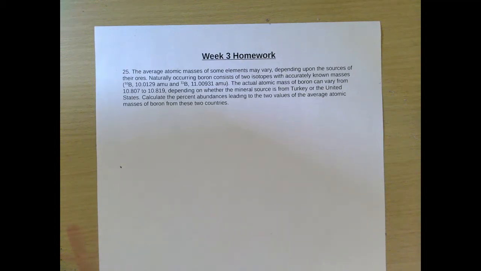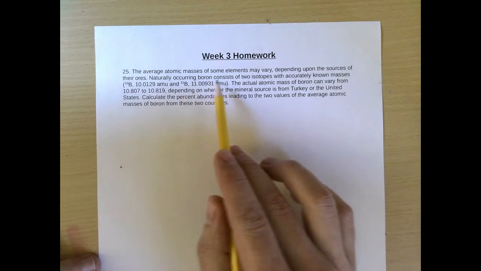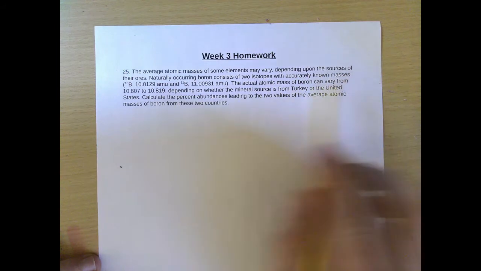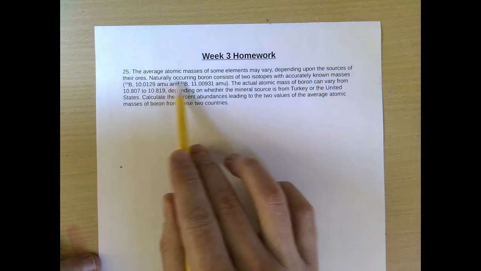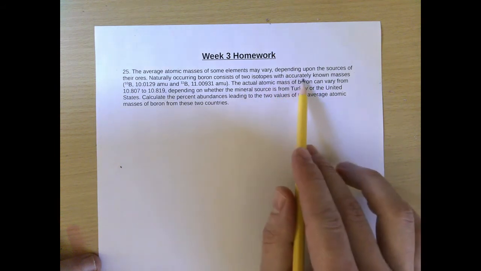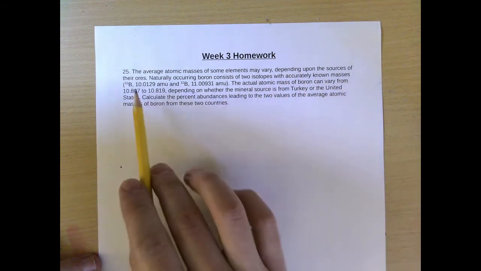Hi everybody. Today I want to take a look at chapter 2, problem number 25. The average atomic mass of some elements may vary, depending upon the sources of their ores. Naturally occurring boron consists of two isotopes with accurately known masses.